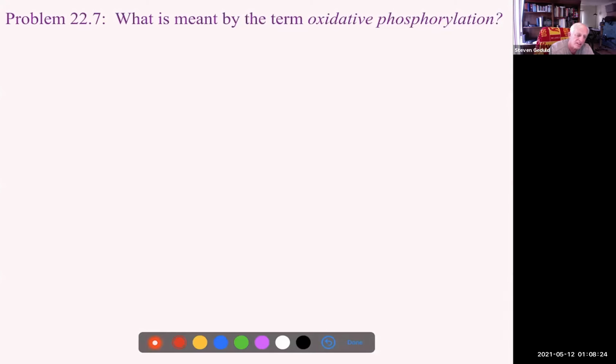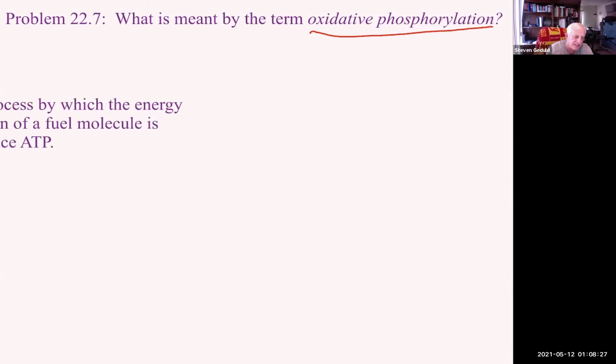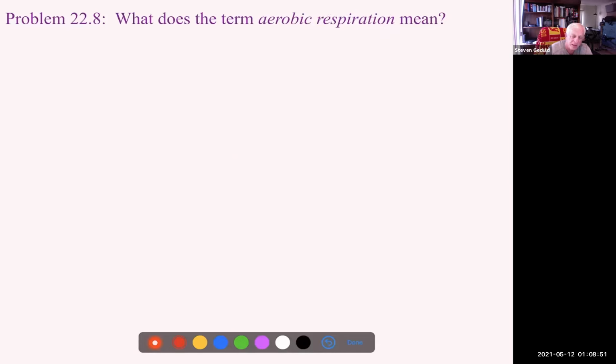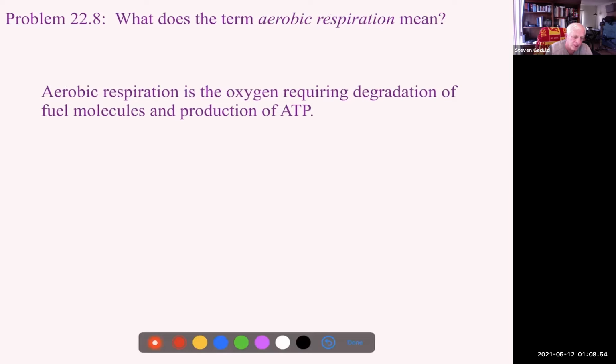Okay, so what is meant by oxidative phosphorylation? We said it's the exact same thing as aerobic respiration. So oxidative phosphorylation is a process in which the energy of electrons is harvested by the oxidation of fuel molecules, which are your carbon molecules, your pyruvate, what glucose is broken into, and is used to phosphorylate ADP to ATP. That's in the presence of oxygen, because oxidation has to occur, which means you're adding oxygen. What does aerobic respiration mean? Same thing. Aerobic respiration is the oxygen requiring degradation of fuel molecules to produce ATP. You get oxygen requiring. That's aerobic respiration.